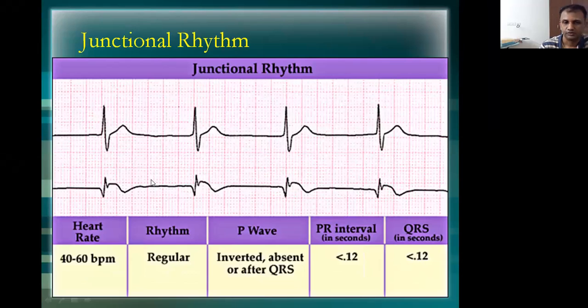Junctional rhythm. So the junctional rhythm is between the atrial and the ventricular chambers. If there's any problem with the conduction around that area, then you will have this kind of pattern on the ECG where your heart rate is roughly around 40 to 60 beats per minute. Okay. And it's regular. If you look at this one, this is very irregular.